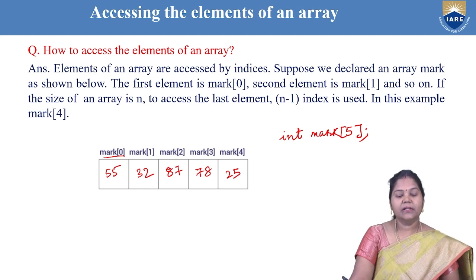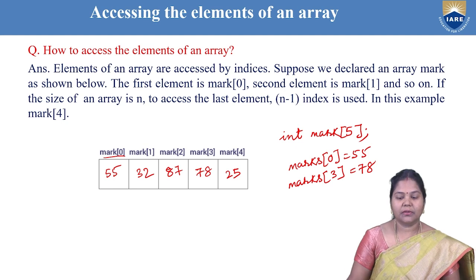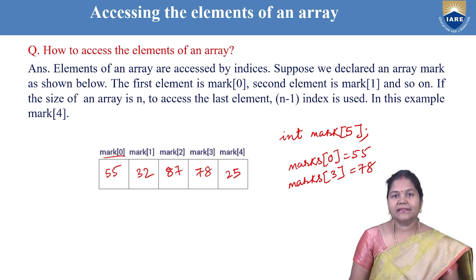So, the marks will be stored and accessed through their index. Marks will be stored at the indices 0, 1, 2, 3 and 4. There are 5 elements. If you want to access the first mark, it is marks[0], whose value is 55. And marks[3] has the value 78, and so on. So, accessing array elements is always done through their indexes.